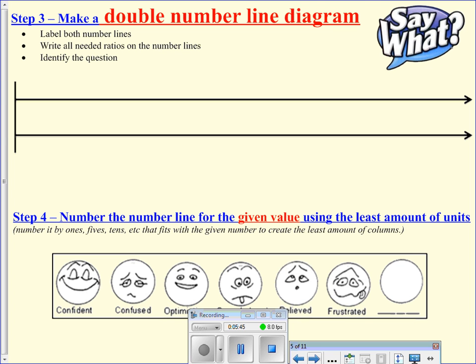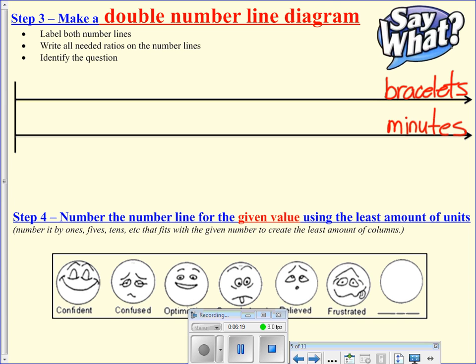Double number line. So double means 2. I see 2 here. 2 what? 2 number lines. So there's my first number line on top, my second number line on the bottom. So first thing I should probably do is label them. My top number line is going to be bracelets. And my bottom number line is going to be minutes.